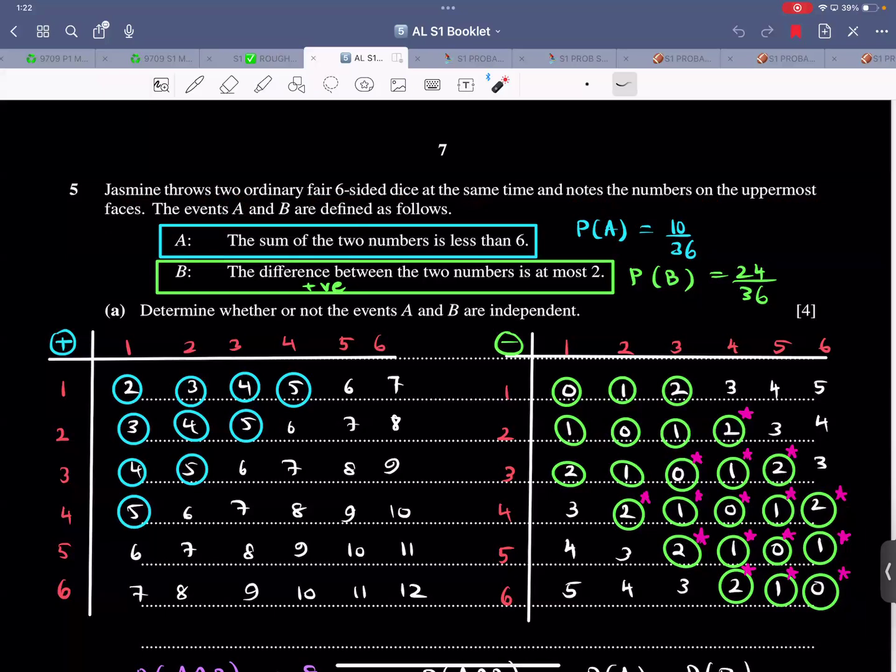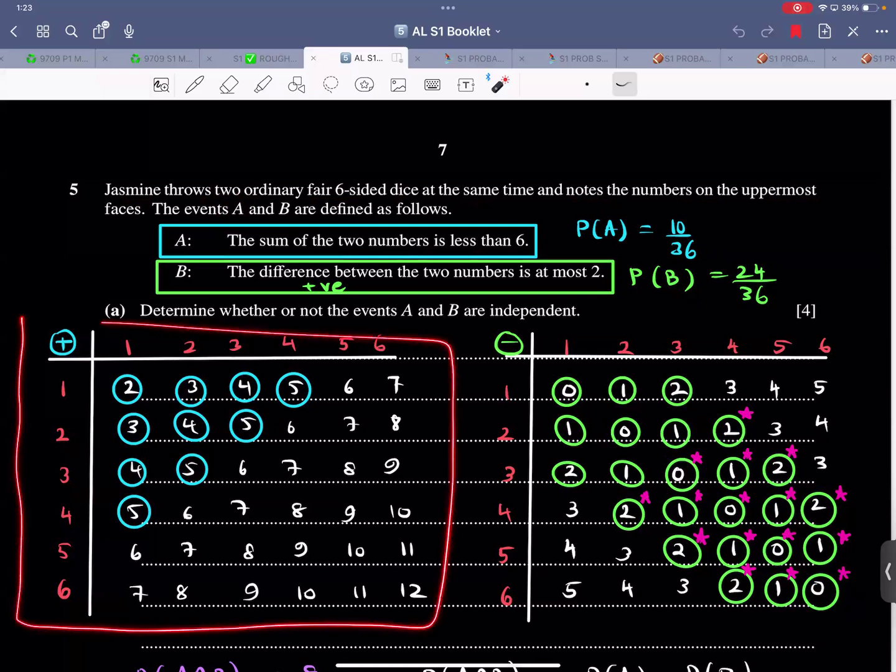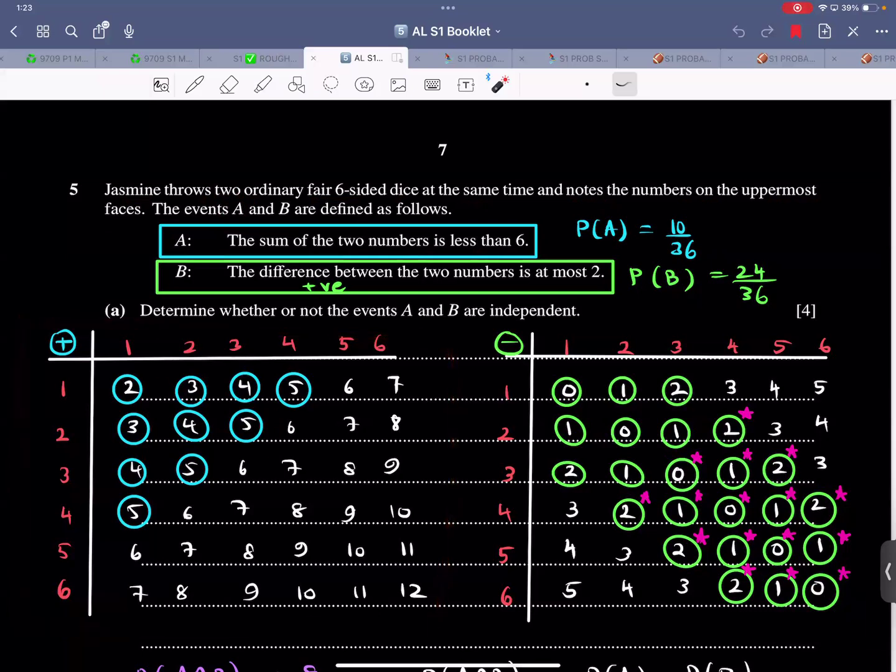Event A, the sum of the 2 numbers is less than 6. So now what I have done over here is that I have made a full table with all the 36 possibilities, and the blue circle represents that the sum of the 2 numbers is less than 6. So 1, 2, 3, 4, 5, 6, 7, 8, 9, that is 10 out of 36. That's the first thing.